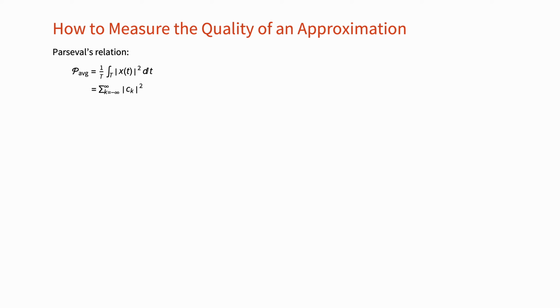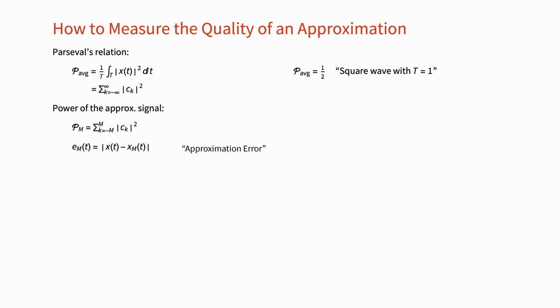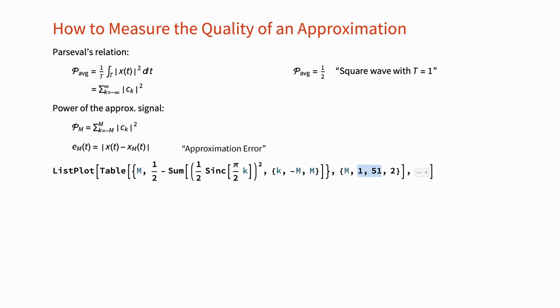The average power of a signal x of t is given by Parseval's relation for continuous time Fourier series. For the ideal square wave with period 1, for example, the average power will be 1/2. And so for the approximation signal, the power can be expressed as indicated here. Let's look at the average power of the approximation error for different values of m ranging from 1 to 51. The good news here is that the average power of the approximation error is guaranteed to diminish as we increase the value of m, or the number of the coefficients.